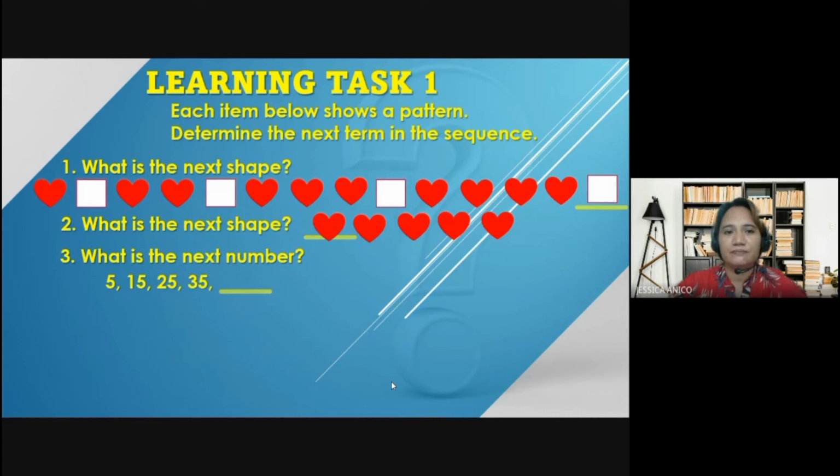How about number 3? What is the next number? We have 5, 15, 25, and 35. The next number is 45. So you are correct if you're thinking about number 45. The sequence given at number 3, nagdadagdag tayo ng 10. So we add 10 from the first term. So we got 15. Then 15 plus 10 is 25. 25 plus 10 is 35. And 35 plus 10 equals 45.